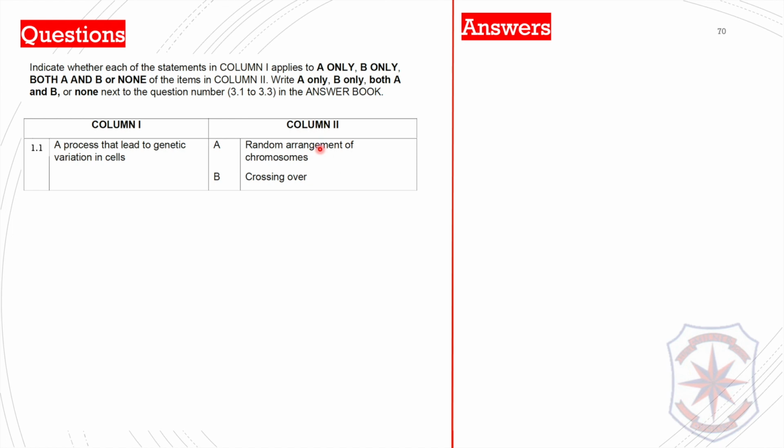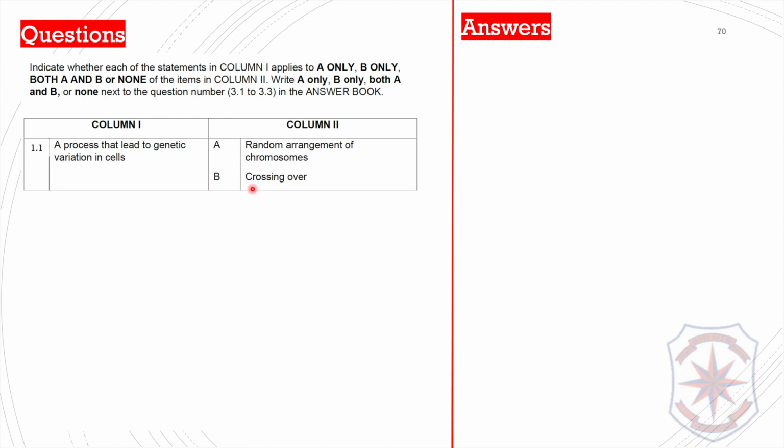All right, let's read the description. A process that lead to genetic variation. Remember, we are in the chapter or the topic of meiosis. So the context is meiosis, okay? Random arrangement of chromosomes. Does that lead to genetic variation? If you've watched the lessons, yes. So you don't eliminate that one.